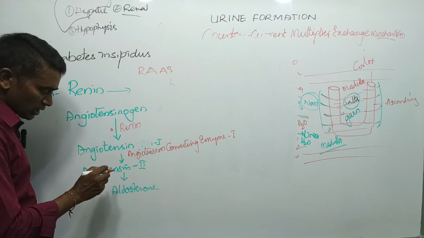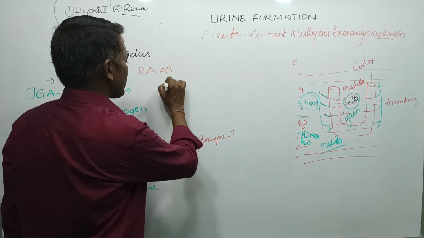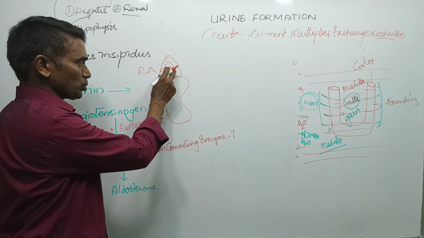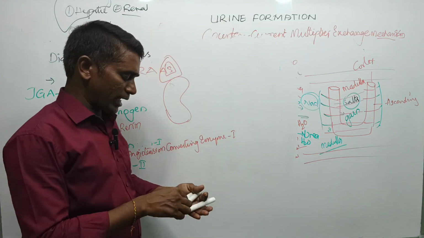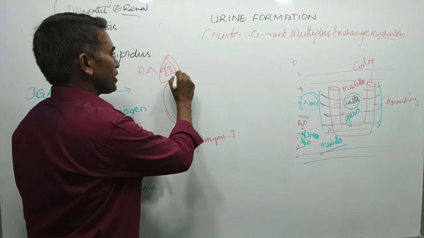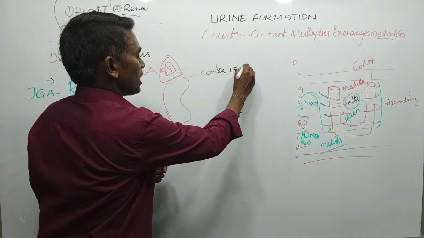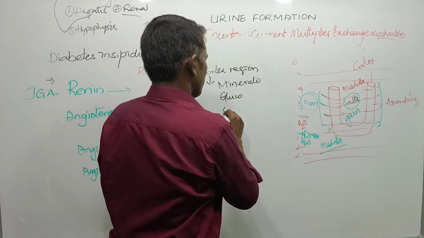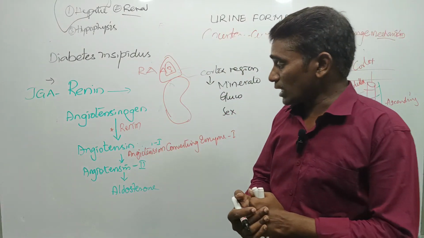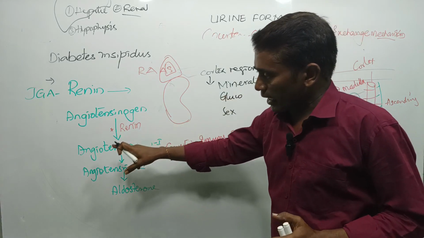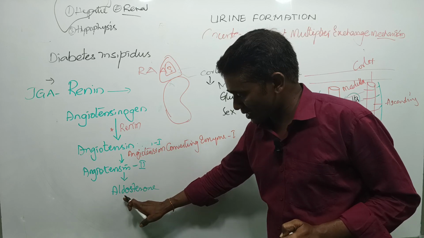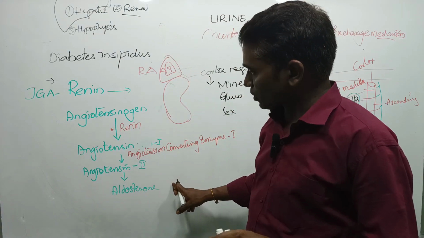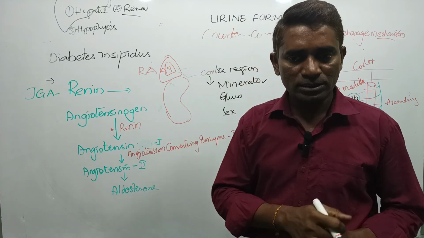Now this angiotensin 2, the active form, acts on the adrenal gland. Remember, the adrenal gland is located on the kidney itself. This is called the suprarenal gland because it is present at the superior most part of the renal structure. Suprarenal gland or adrenal, above the renal. This especially stimulates the cortex region. As you know, this cortex region secretes mineralocorticosteroids, glucocorticosteroids, and sex corticosteroids. Aldosterone is a mineralocorticosteroid. Angiotensin stimulates the cortical region of the adrenal gland, which in turn releases the aldosterone hormone. This mineralocorticosteroid stimulates reabsorption of minerals in the renal tubule itself.